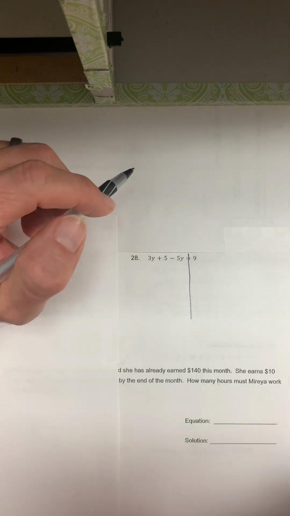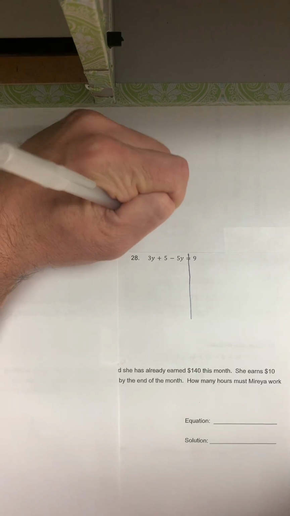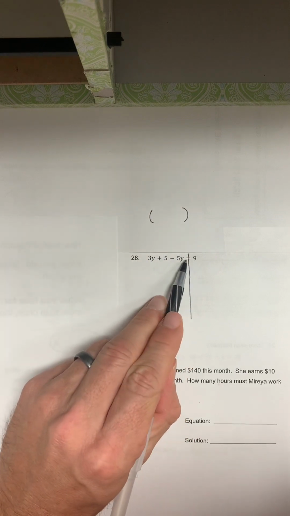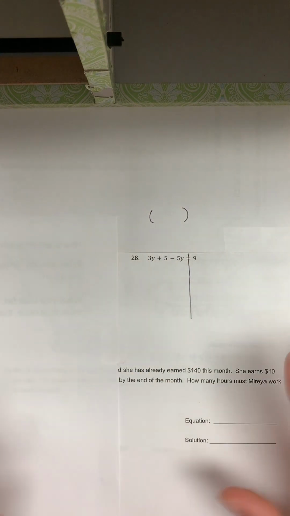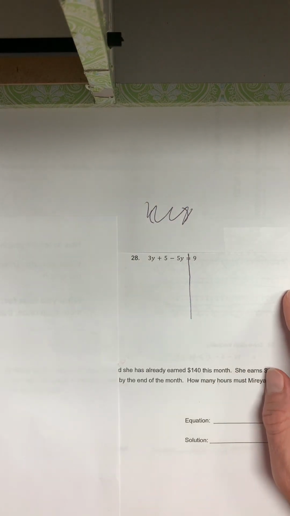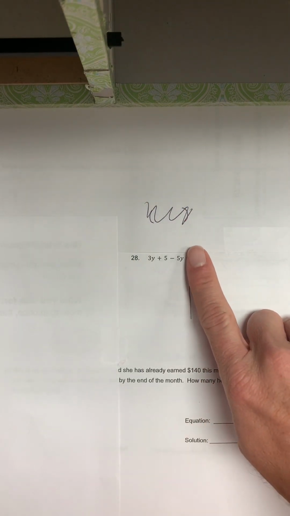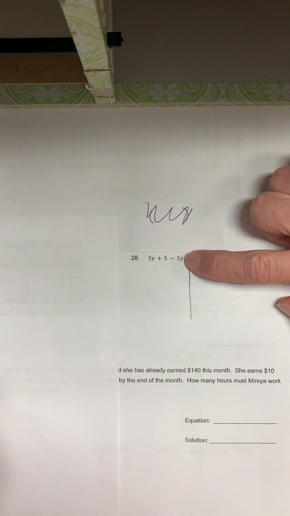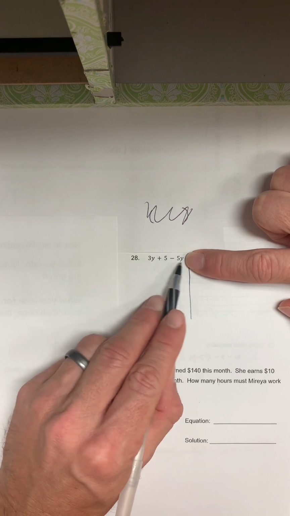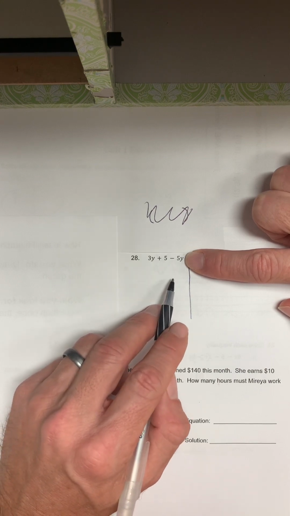Well, the first thing I do to solve is ask myself, are there any parentheses? If there are, I need to take care of that. But there aren't any parentheses, so I don't have to worry about that. The next thing I do is take a finger and cover up one side of the equation so I can only see this side. And I ask myself, are any of these terms combinable?